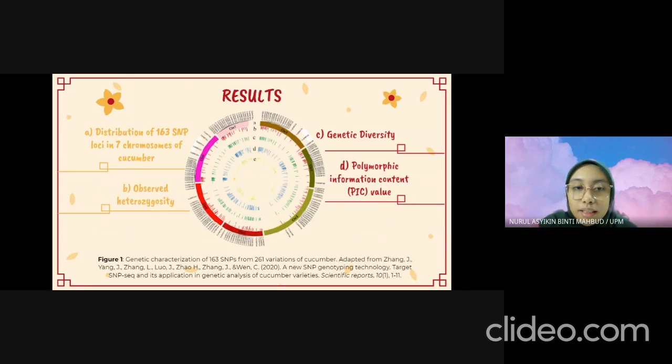Interestingly, the inbreeding coefficient in 3 SNP loci was equal to 1, which indicates that these SNPs had no heterozygous genotype in all varieties. So the average genetic diversity coefficient for 261 varieties was 0.63, which indicates that the 261 cucumber varieties had low diversity and high similarity in genetic background. Next.